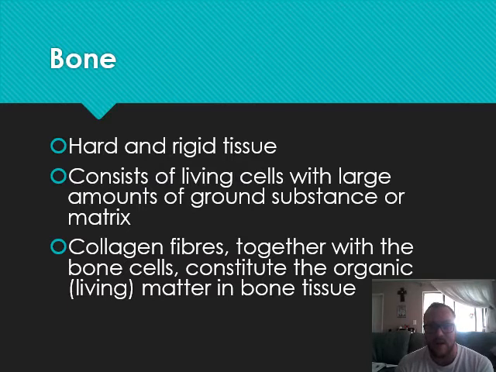So it consists of living cells with large amounts of ground substance or matrix. The living cells are called osteocytes. Osteo meaning of the bone, cyte meaning cell. So cells of the bone, osteocytes, with a large amount of ground substance or matrix. We're not going to give the matrix a specific name. You just need to know that there is a lot of it, okay? But then our favorite friend, little collagen fibers, rocks up. Notice that all connective tissues have collagen fiber again. Together with the bones, they constitute the organic living matter of the bone tissue.